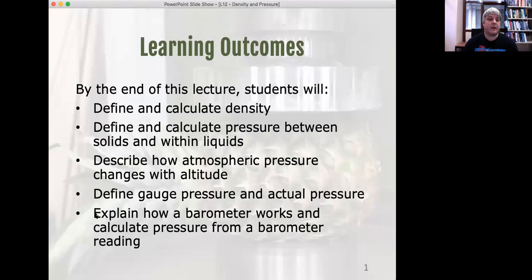So the goals are to, first of all, define density. That's just something that we'll need to understand as we talk about pressure. Then to look at how we calculate pressure for solids and within liquids. Then we're going to talk about atmospheric pressure. We haven't studied gases yet, but most people are familiar with the atmosphere because we live in it, so it's not too much of a stretch to understand that. And then we're going to talk about measuring pressure, so what gauge pressure means versus actual pressure, and specifically a device called a barometer for measuring pressure.